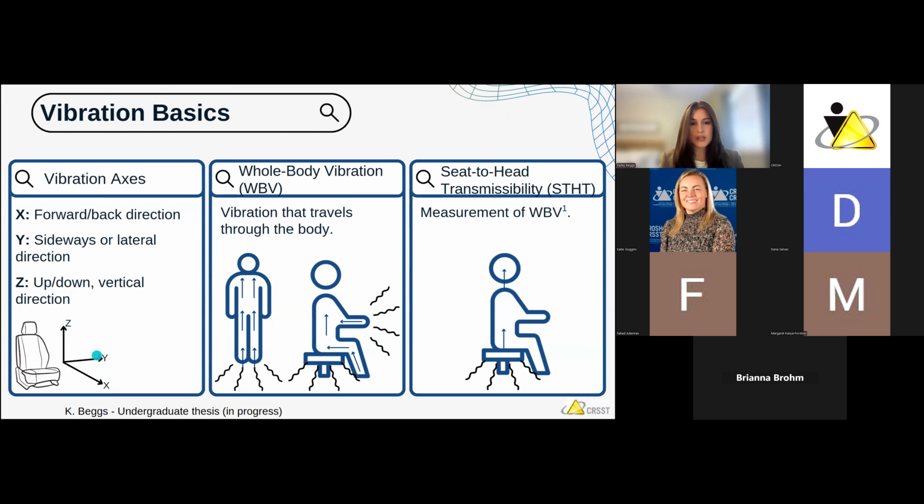So whole body vibration describes the vibration that typically travels through the body, and it usually comes in contact from the platform. So here we could have it in the seat. We can also have it through hand vibration tools like a steering wheel. And then we have seat to head transmissibility. And this is a measurement of whole body vibration and focuses on the effects from the seat all the way to the head.